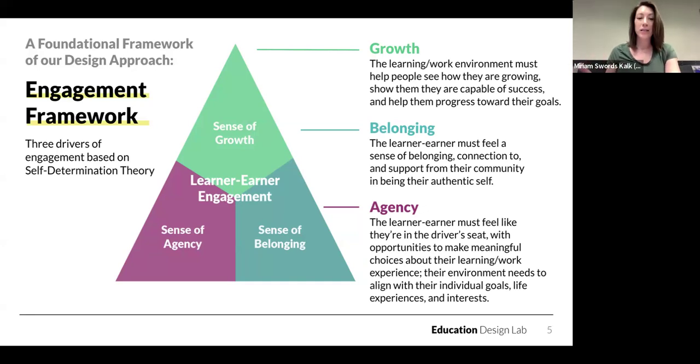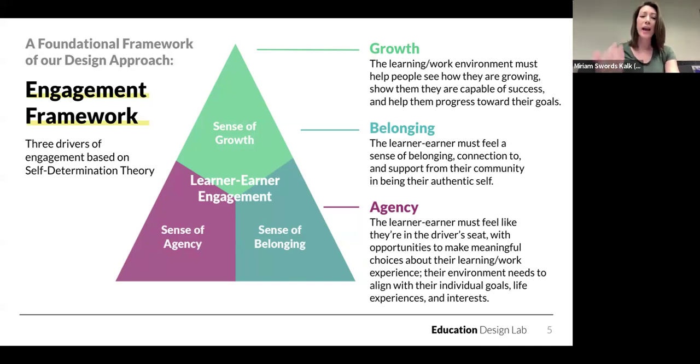We work across our design work to more strongly support a sense of growth, belonging, and agency for people closest to the problem at hand through the experiences, programs, and products that are designed, and also in the way that these folks collaborate in design processes themselves.